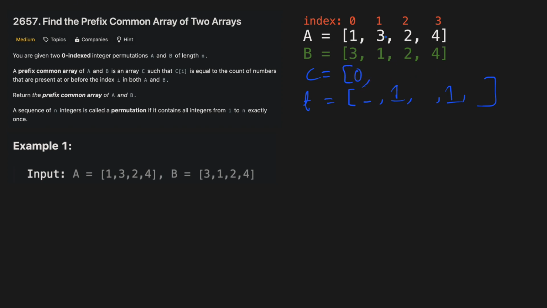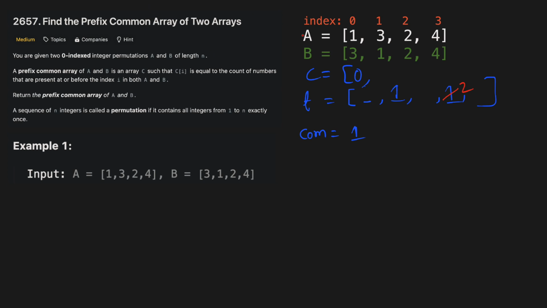Then we come to index 1 and in array A, the element at index 1 is 3. So we will increment the frequency at index 3 by 1 and now the frequency becomes 2. Since the frequency now became 2, that means we have found 3 as a common element between A and B. So we will increment the common element count by 1. But we are not yet done for index 1.